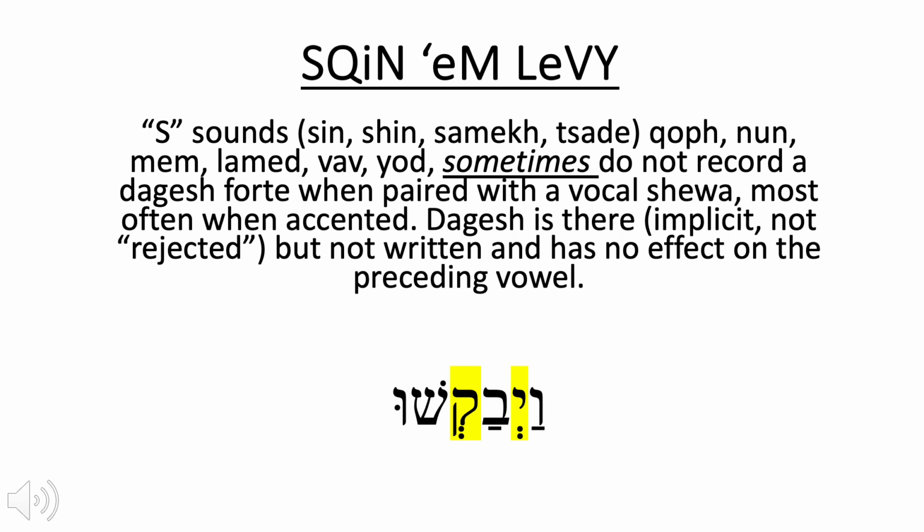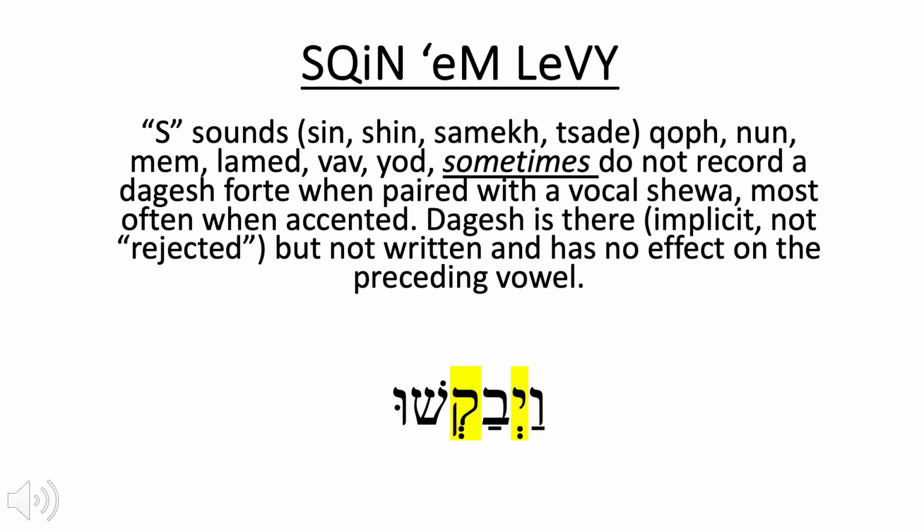The vocal schwa is that colon-looking double dot thing underneath the yod. This word is vayevakshu, and you sought. There should be, and you'll just have to take my word for it at this point, a dagesh forte in the yod. But since the schwa under the yod is vocal, the dagesh has dropped out. This doesn't always happen, but often enough to tell you about it.